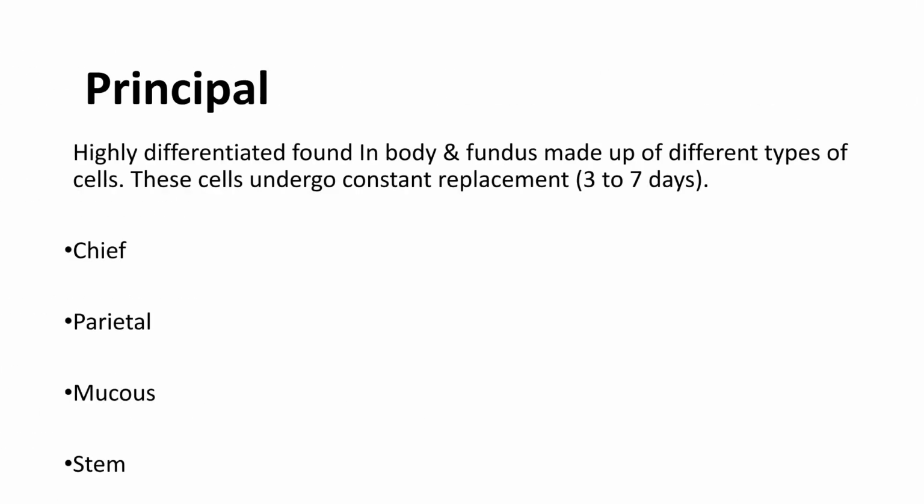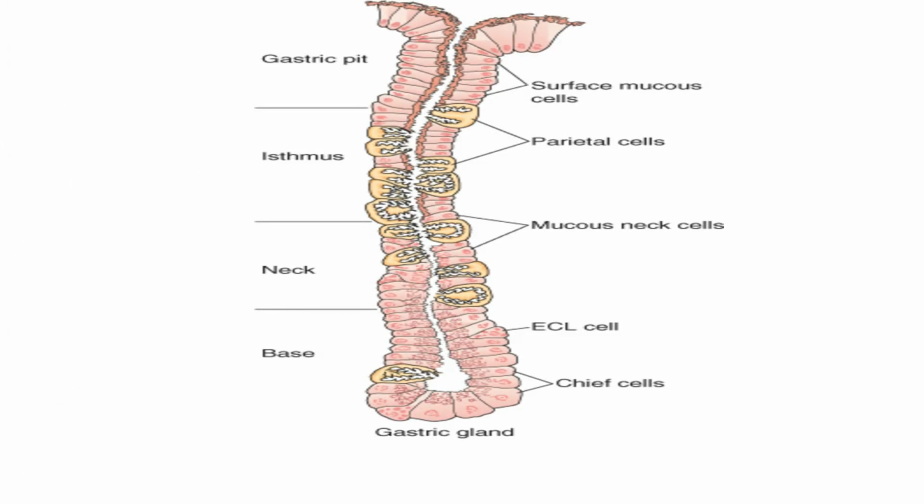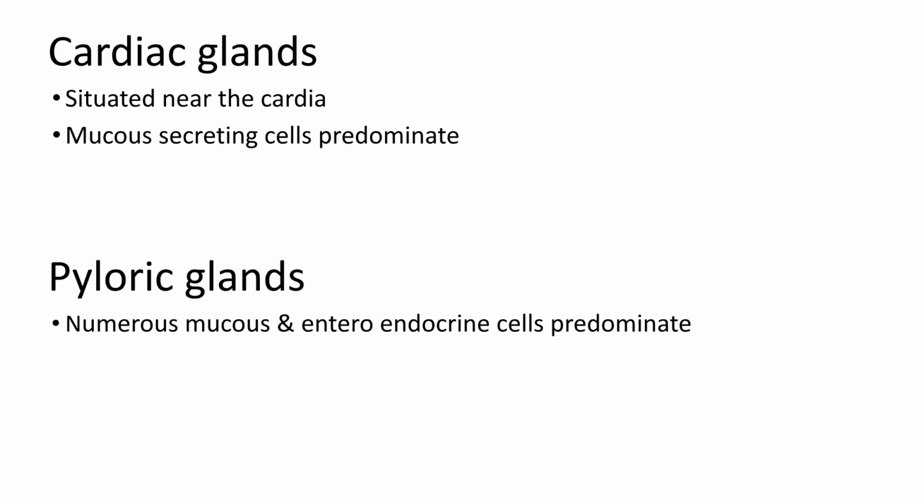Principal glands are highly differentiated and located in the body and fundus, composed of different cell types. These cells undergo constant replacement every 3 to 7 days and include chief, parietal, mucus, stem, and enteroendocrine cells. This image illustrates the cellular structure within a gastric gland. Cardiac glands are situated near the cardia, primarily featuring mucus-secreting cells. Pyloric glands, in turn, are characterized by the predominance of numerous mucus and enteroendocrine cells.